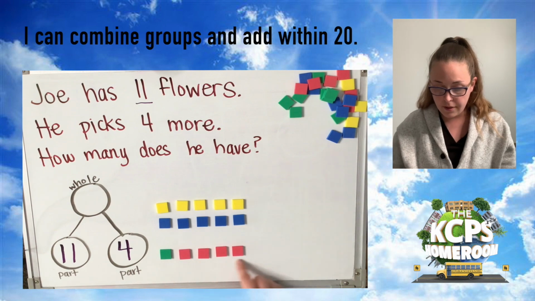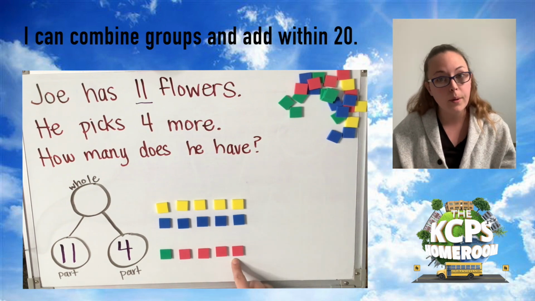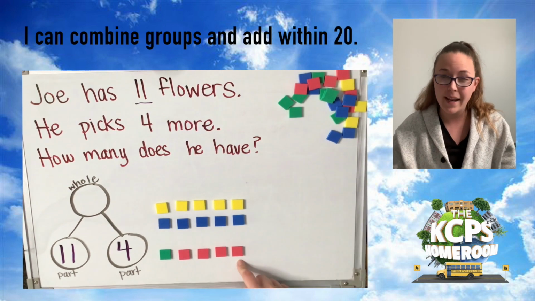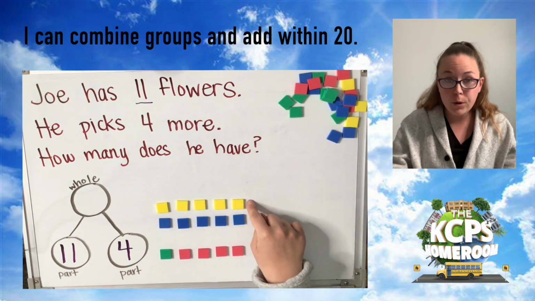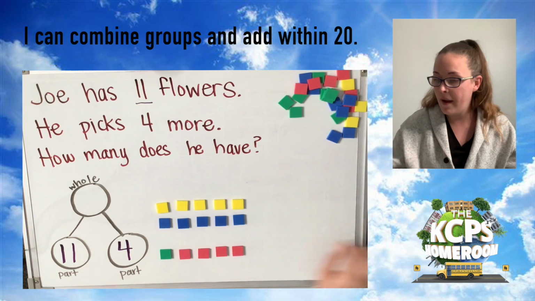Now this is another full row, and if you remember, full rows have how many? That's right, they have 5. So a full row has 5. Do you know how to count by 5s?